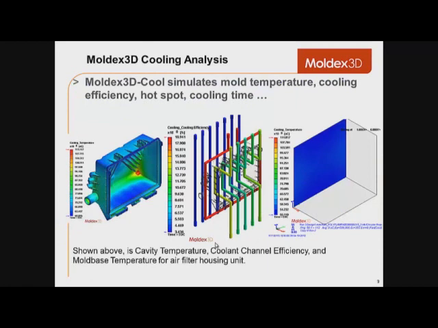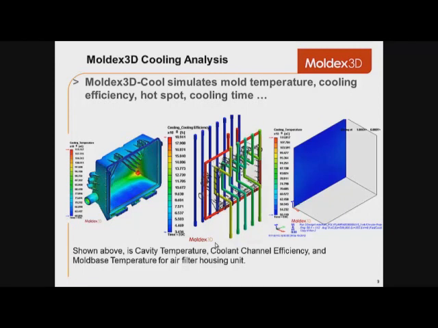Moving on to the cooling analysis, this simulates the mold temperature, cooling efficiency, hot spots, and cooling time. Below we see two pictures and an animation, and each of these is the same model. The first one shows the cooling temperature inside the cavity. This is the temperature that the cavity has reached at the end of cooling. It can be used to find hot spots inside the plastic.